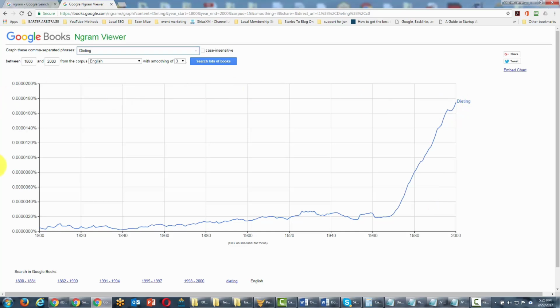So again, this is just another way of getting another view of your keyword. And if your keyword was one of those terms that would have been used prior to 2000, you may be able to get some insight on it.